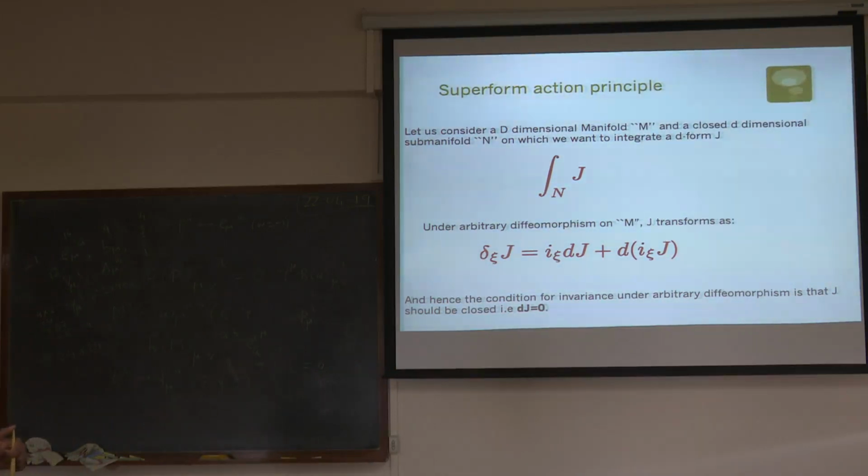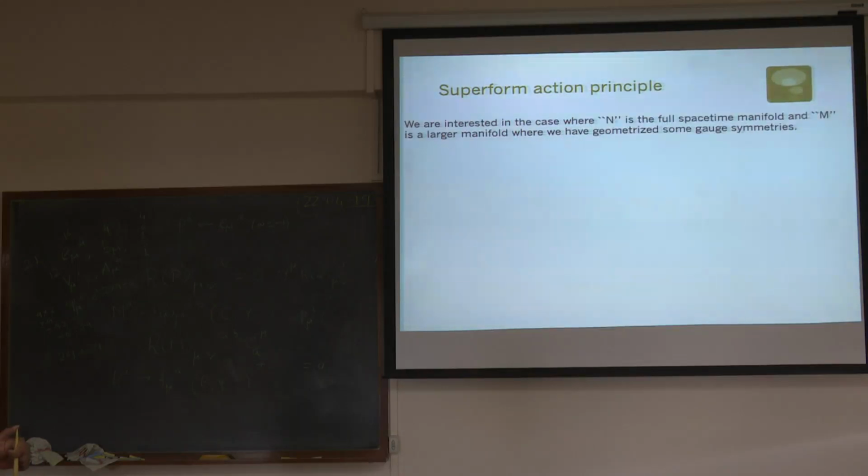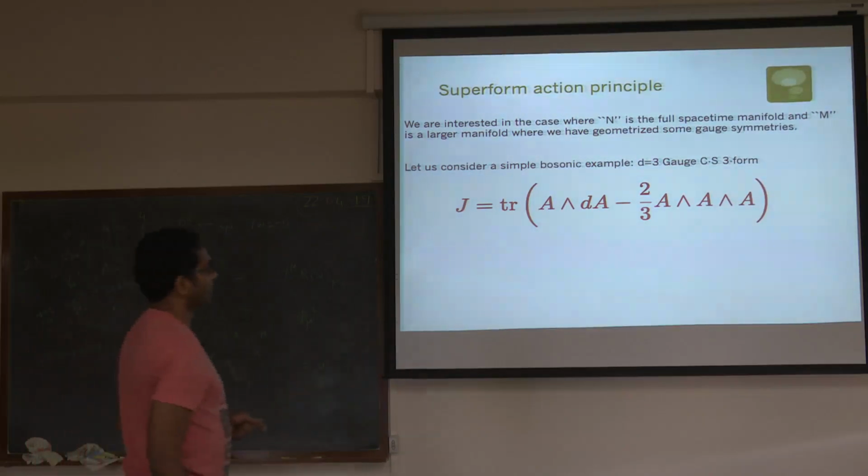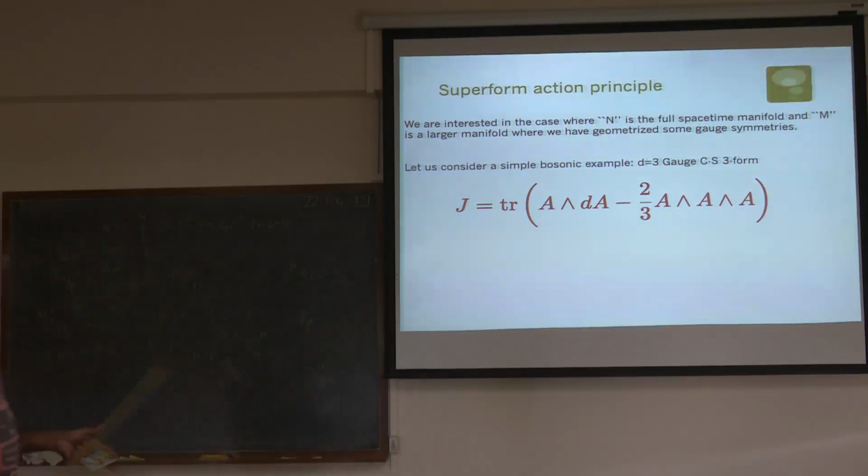So, what we would like to do is use this idea where N is the full space-time manifold, and capital M, which is a larger manifold, is something where we have geometrized some gauge symmetries. For this, let us consider this simple bosonic example, which is the D equal to 3 gauge Chern-Simons term.